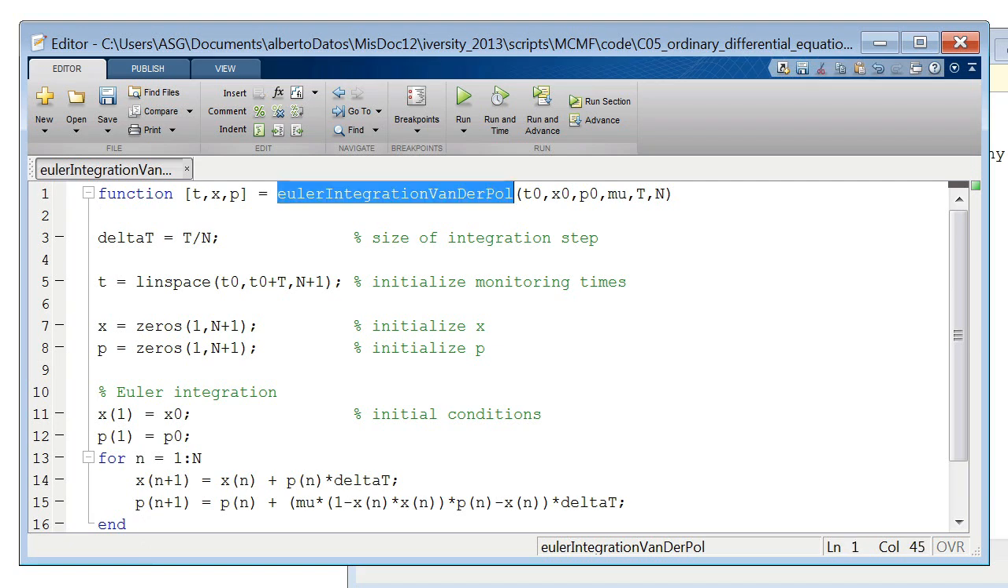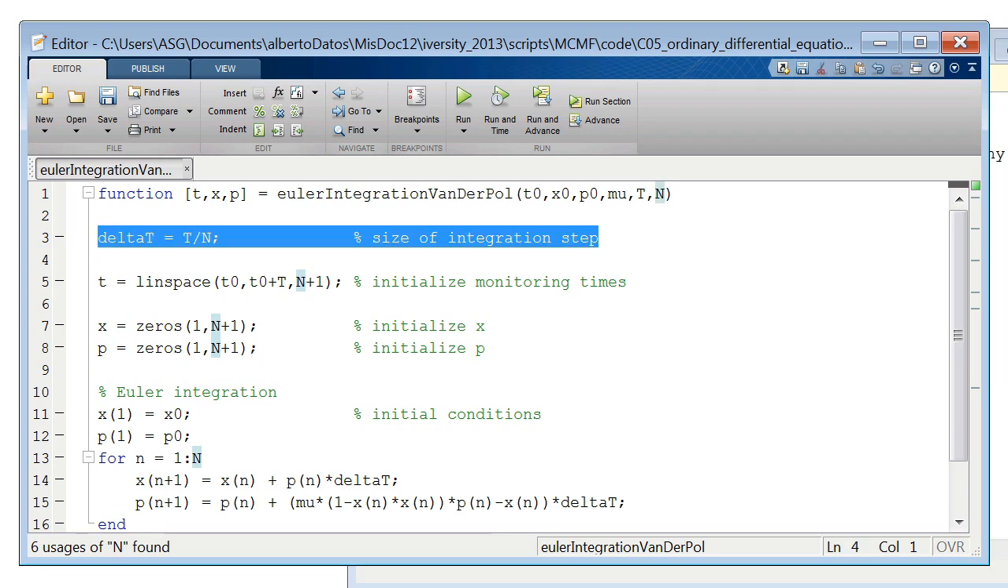This is the function Euler integration van der Pol, which we have used to integrate the trajectories of the van der Pol oscillator, starting at t0 at position x0 and momentum p0. Mu is the value of the damping parameter, T is the length of the integration interval, and N is the number of steps in which we have divided this integration interval. The first thing we do is to compute the size of the integration step, delta t, which is simply the length of the integration interval over the number of steps of integration.